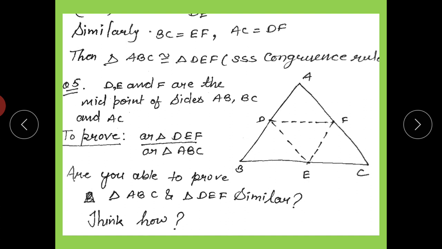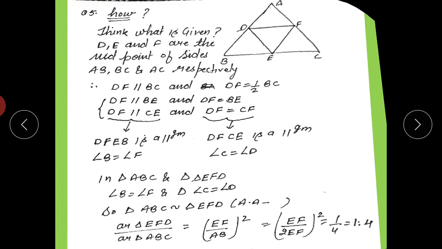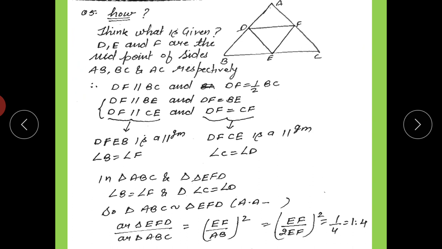Think how you can prove this. So, a very good question. What is given here is D, E and F are the midpoints of the sides AB, BC and AC respectively.